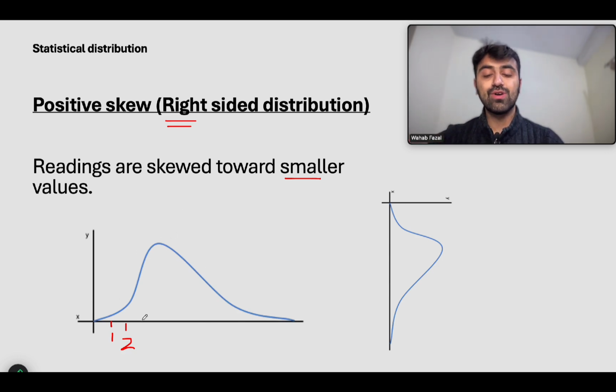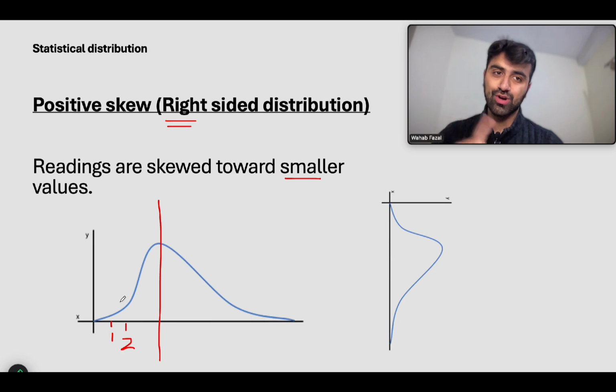And how do you know this is not a normal distribution? Because if you draw a line here in the center, both of the sides are not symmetrical. Therefore, this is not normal distribution. This is positive skew because if you turn it like this, it looks like a P, and most of the readings are skewed towards smaller values on the x-axis.